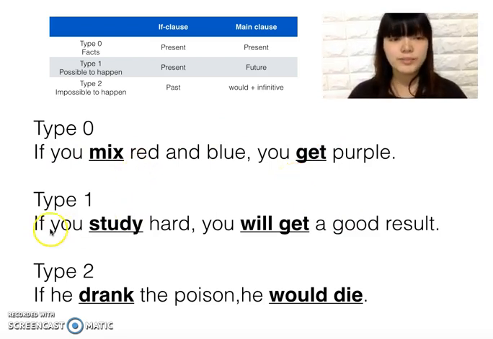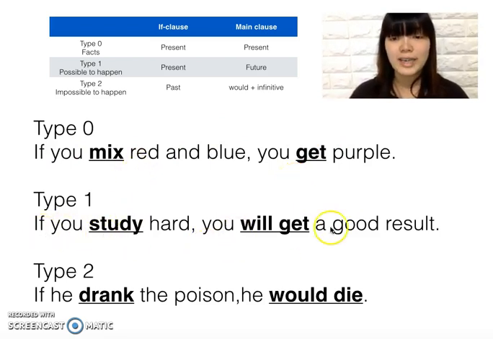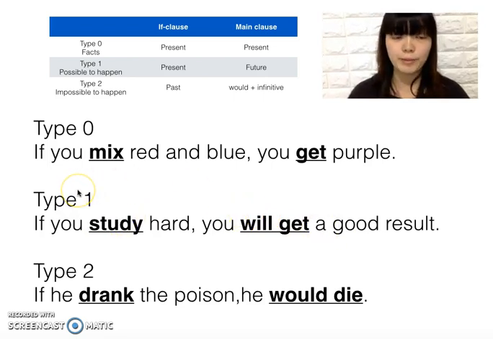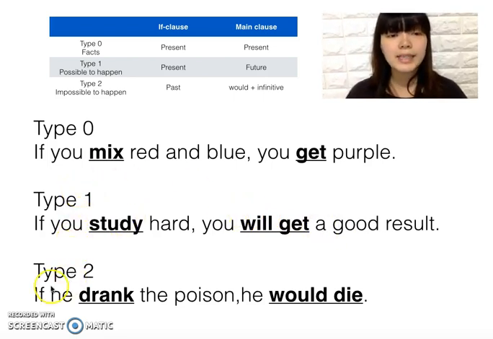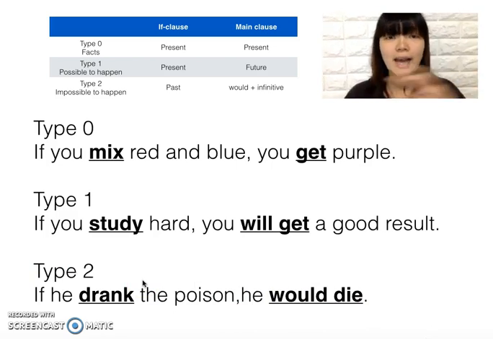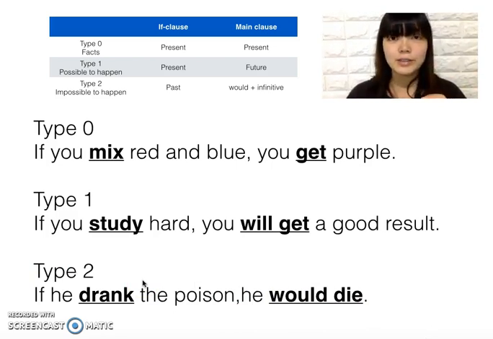But take a look at type 1. If you study hard, you will get a good result. So study here is present tense, but will get is future tense. So it's present, future, so we know it's type 1. Okay, and then type 2: if he drank the poison, he would die. Drank is past tense, and then we have would infinitive, would die. So we know this combination is type 2. Okay, so this is how we identify the conditional sentence.